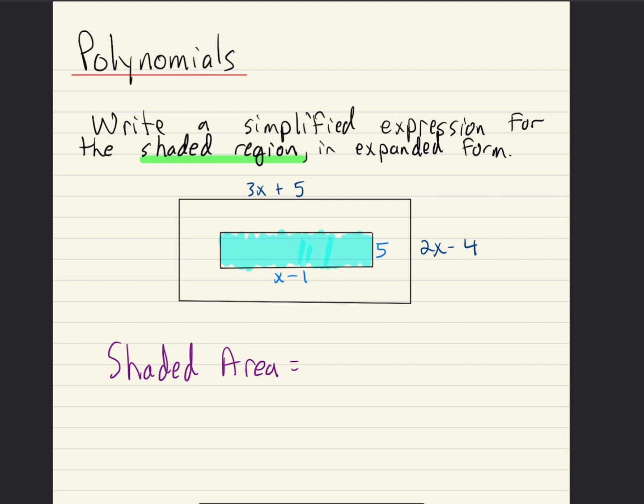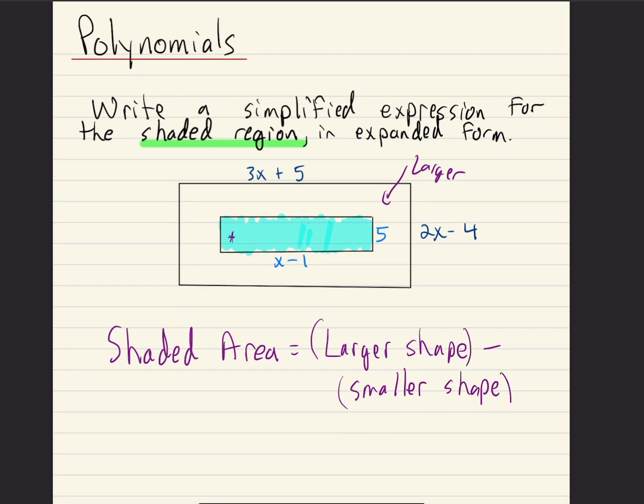Okay, so for the polynomials unit, let's say we're asked to write a simplified expression for the shaded region in expanded form. So that would be the shaded region over here. For the shaded area, remember that it's the larger shape, in this case the rectangle here. So this is the larger rectangle, minus the dimensions of the smaller shape. And this would give us the shaded area of whatever it is that we're trying to find.